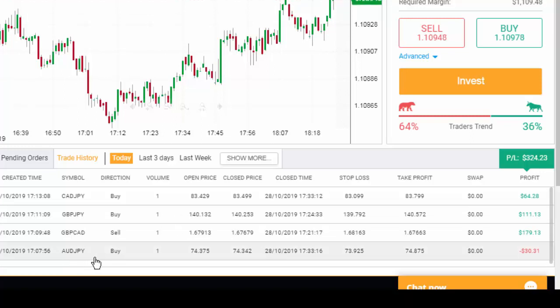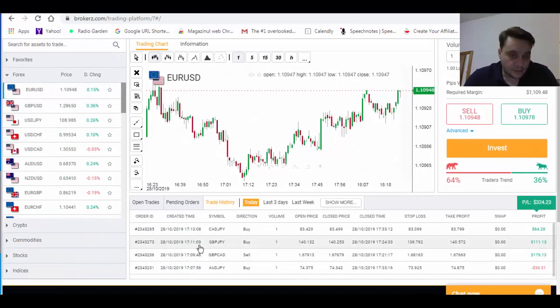Australian dollar, Japanese yen. It was a buy, with an open price of 74.375 and a close price of 74.342, and it was a $30.31 loss.